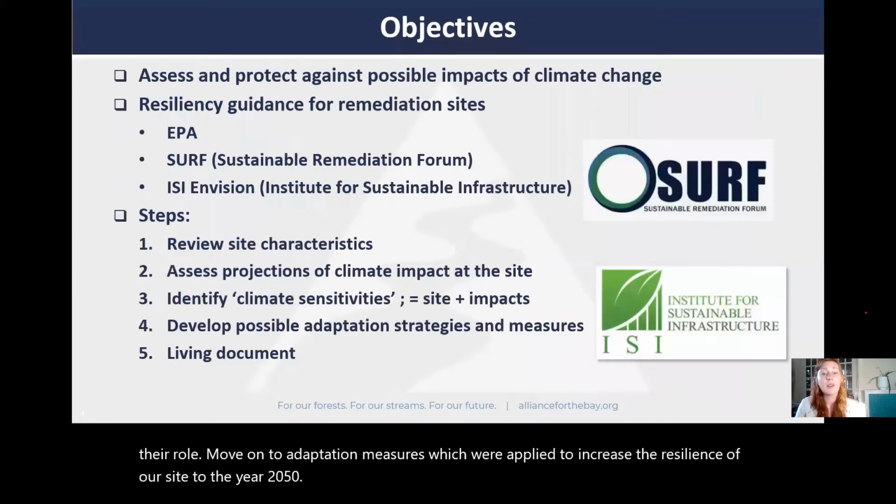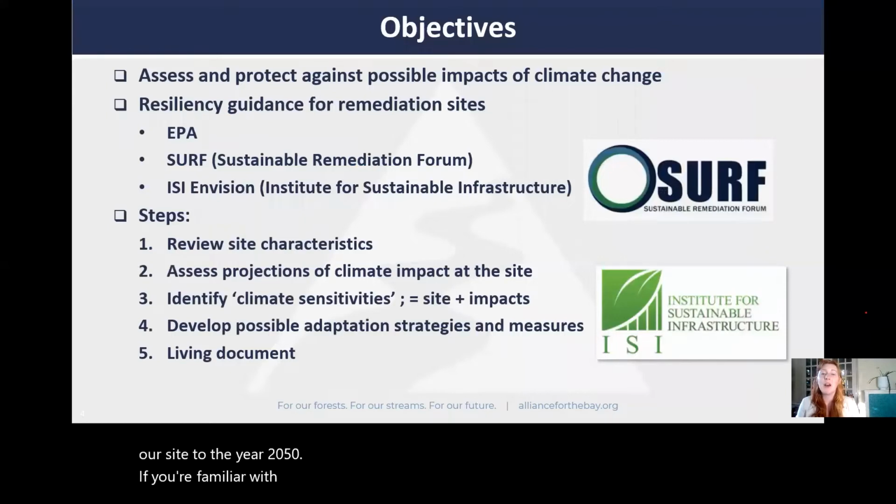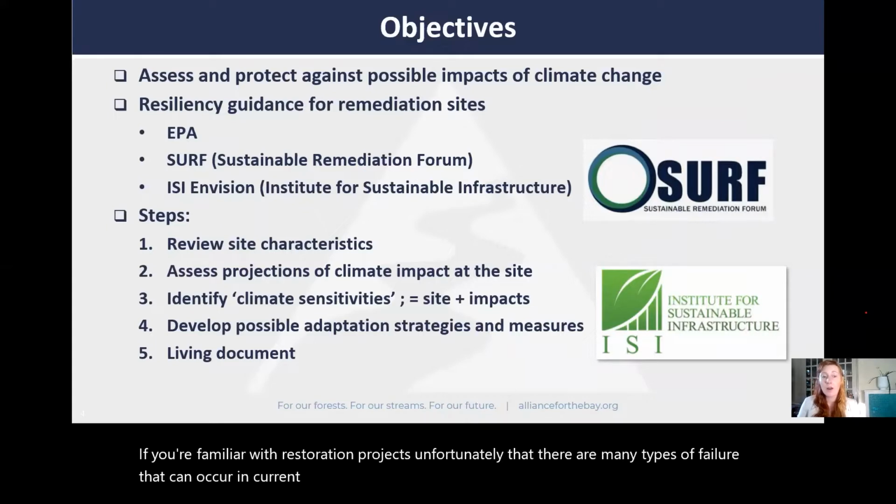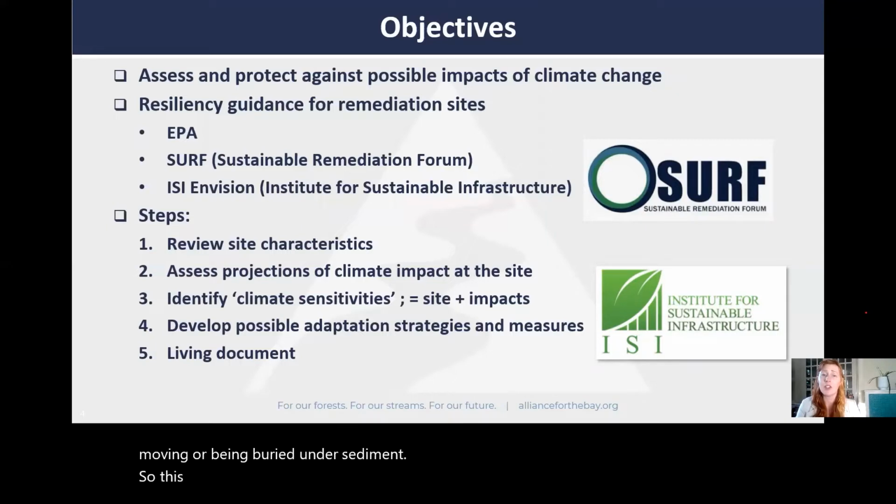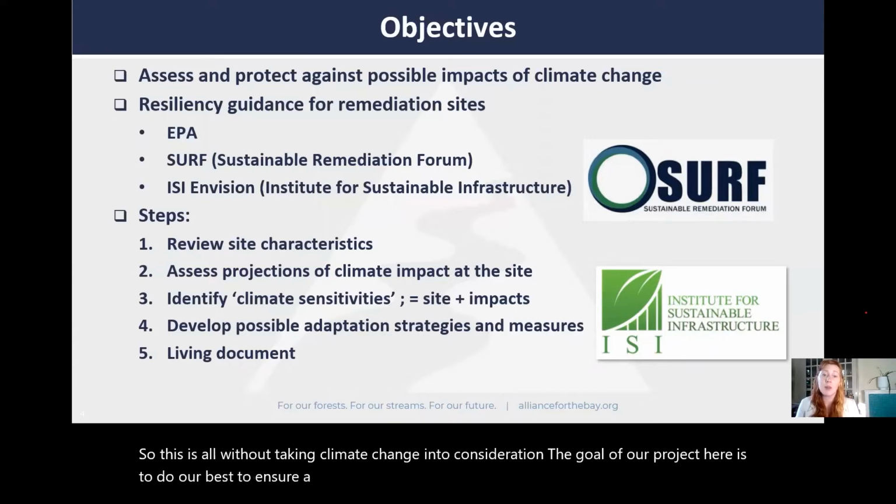If you're familiar with restoration projects, you know, unfortunately, that there are many types of failure that can occur in current conditions. We might see scour, flanking, we might see materials moving or being buried under sediment. So this is all without taking climate change into consideration. The goal of our project here is to do our best to ensure a resilient restoration that remains stable until at least the year 2050.